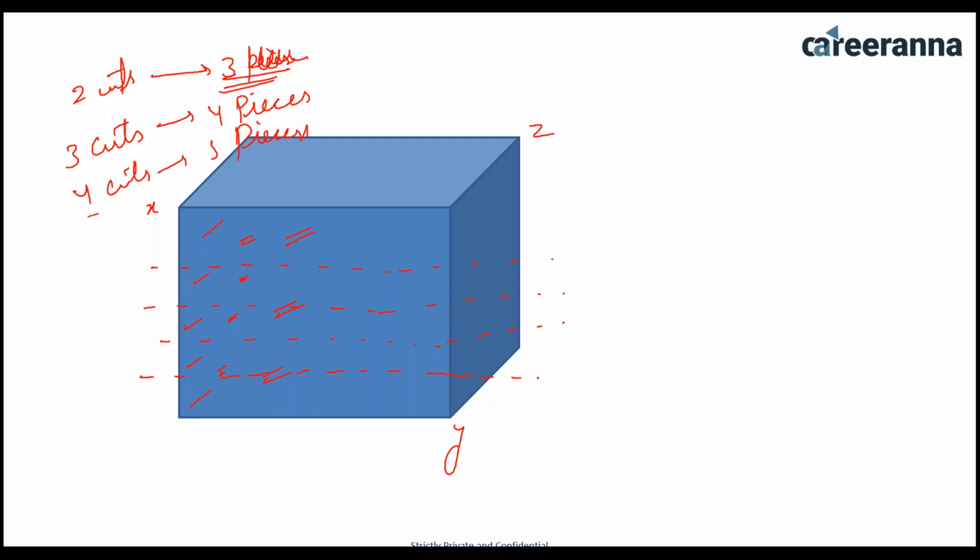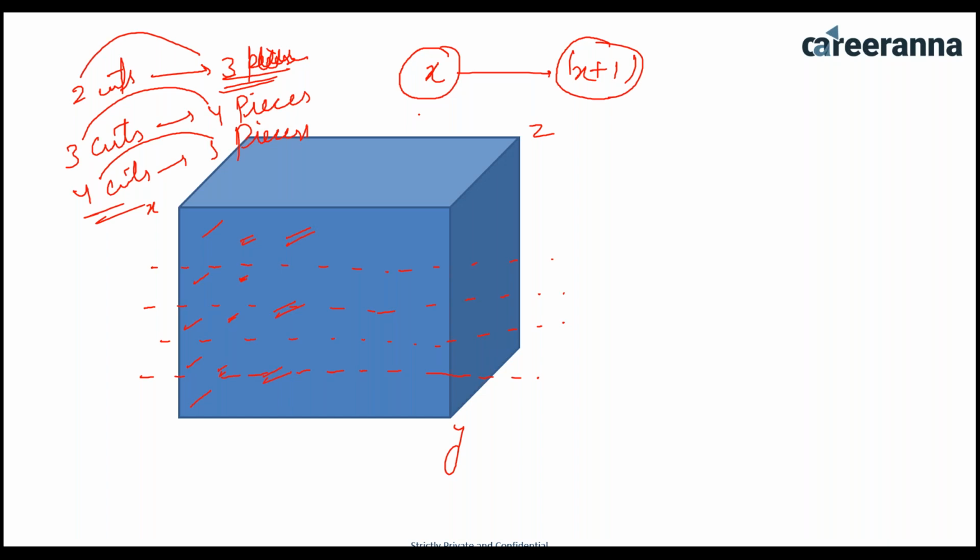So what is happening here? I'm making x cuts along the x-axis and the number of pieces is x plus 1. Is it clear to everyone? Two cuts, three pieces; three cuts, four pieces; four cuts, five pieces. That means the number of cuts is x and the number of pieces will be x plus 1. So n cuts will give us n plus 1 pieces. Is it clear to everyone?